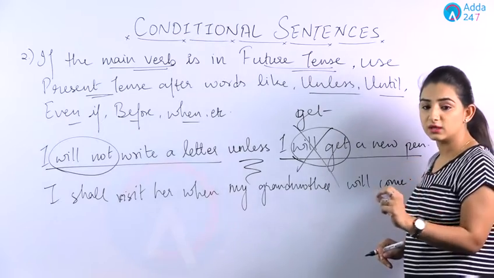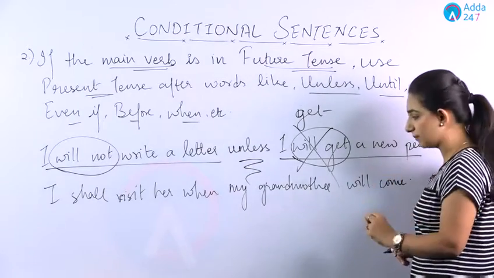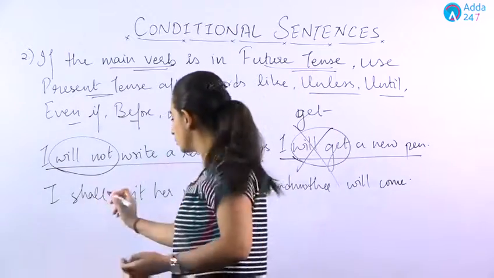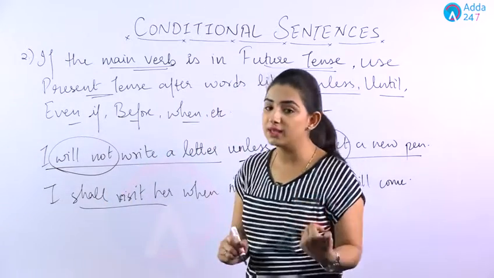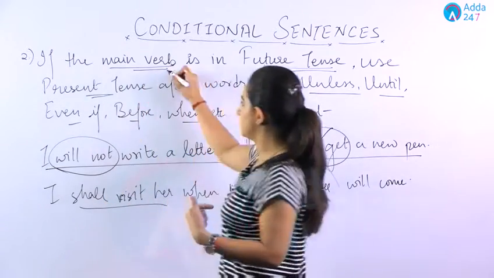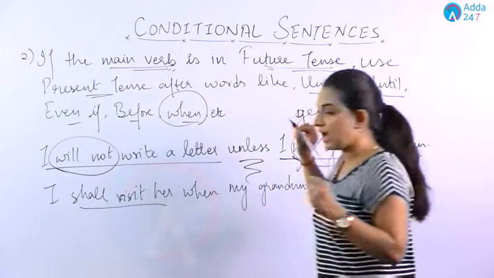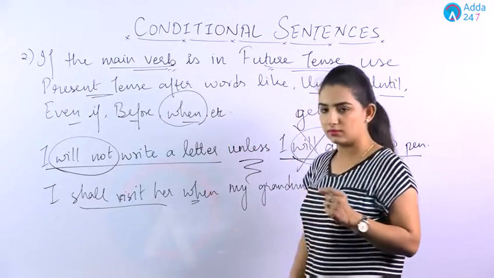I shall visit her when my grandmother will come. Now, if you understand this sentence, what am I going to do? I am going to visit her. That means the main verb, shall visit, is given in future tense. What have we used? We have used when here.